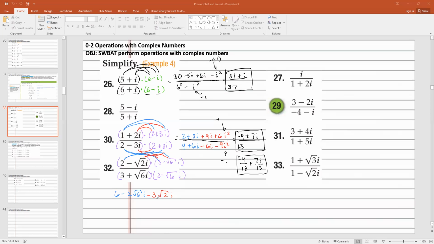You can't combine them because the 2 is inside that radical. But then the 2 and the 6 we can because they're both inside radicals. So square root of 2 times square root of 6 is going to give us, oh, a negative times a negative is positive. So square root of 12i. And we can actually simplify that to a 2 root 3. If you want, we could do it later.